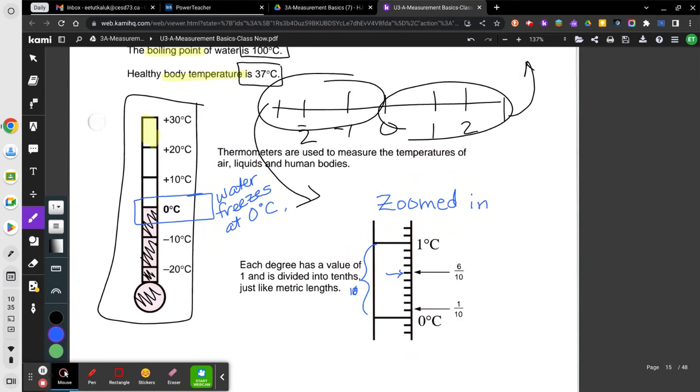So those are the kinds of things we have. So a rain gauge is zoomed in. So rain gauges are zoomed in thermometers and number lines, and they catch how much water has been dropped.